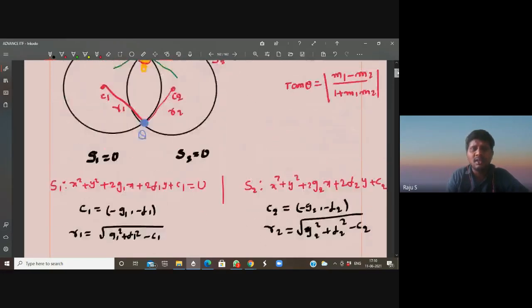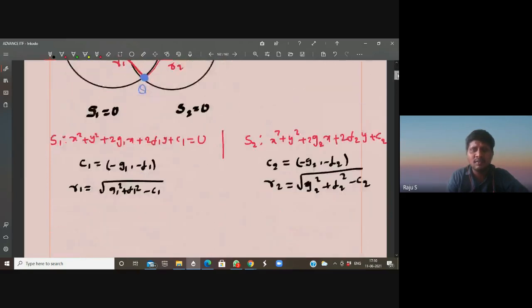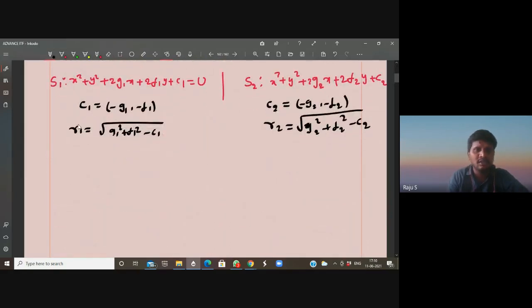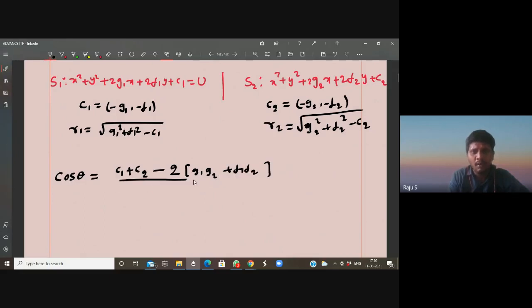After that, the angle between two circles, which is the angle between the two tangents, is given by cos theta equal to c1 plus c2 minus 2 times (g1 g2 plus f1 f2), all divided by 2 times root over g1 square plus f1 square minus c1, times root over g2 square plus f2 square minus c2.